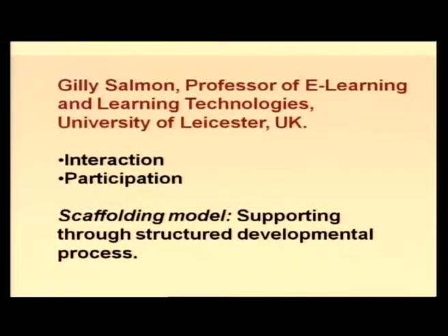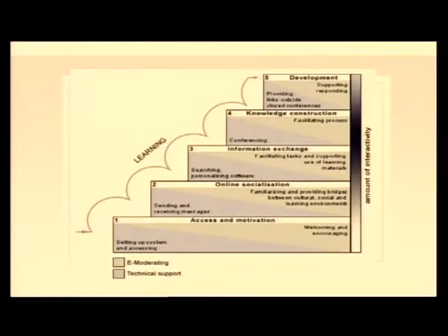So, basically the model that we will be talking about is the 5-stage model, from stage 1 to stage 5 in a hierarchical order. This is a scaffolding model. Scaffolding is hand-holding for students to proceed step by step in a 5-stage developmental model of e-learning. So, as you see on your screen, this is supporting through a structured developmental process. Let us have a look at the diagram of the model which is represented on your screen.